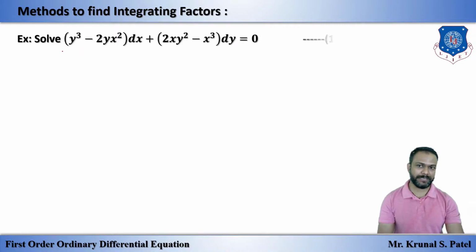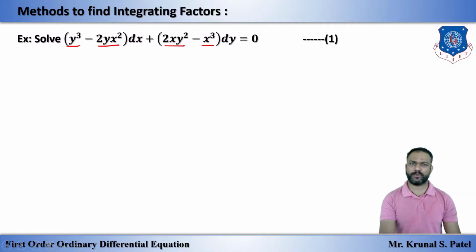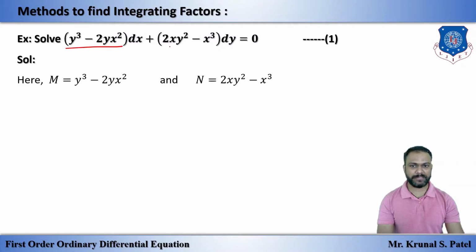We have this example: solve (y cube minus 2yx square) dx plus (2xy square minus x cube) dy. Here at first look you can observe that this example looks homogeneous, of degree 3. So if you want to try with the homogeneous method, you can try. Whatever the answer is, it is also considered a correct answer. But here I want to explain method number 5, so I am using method number 5 for this example. So we have, this is M, this is N.